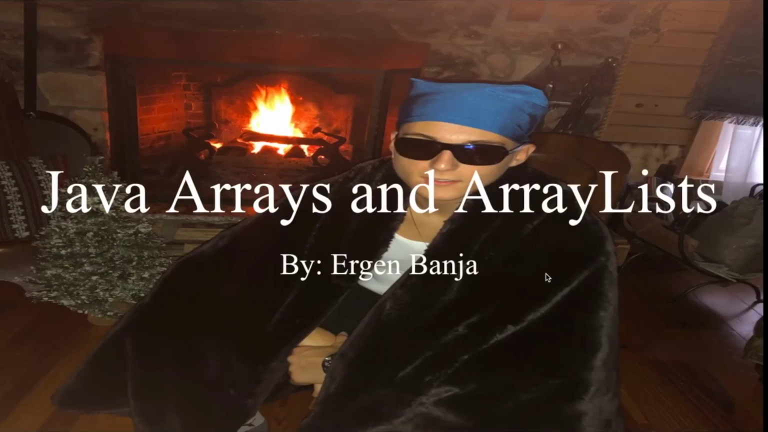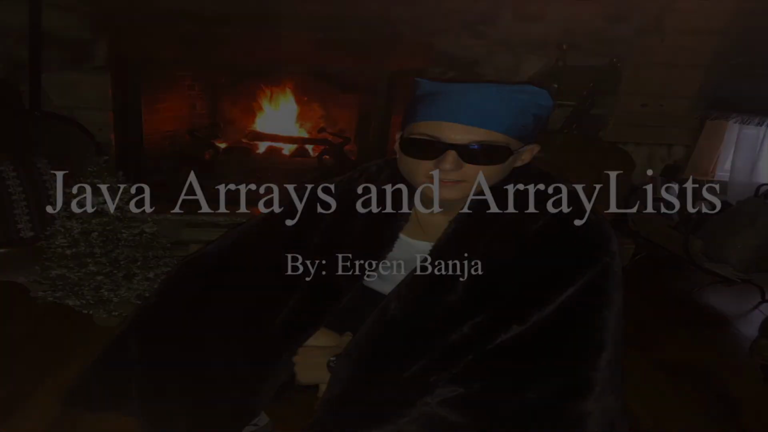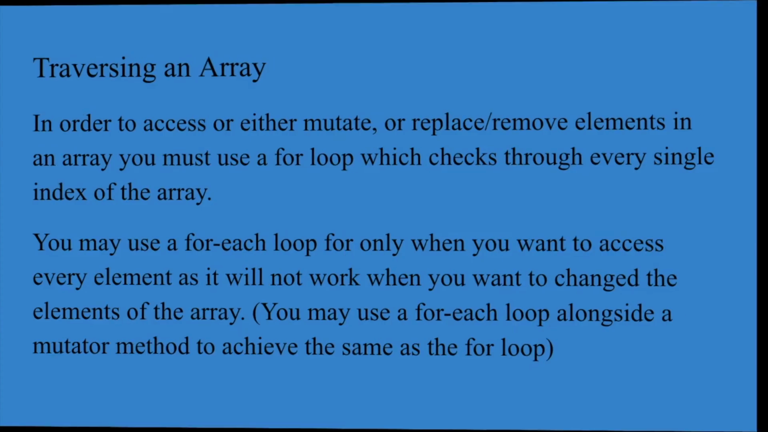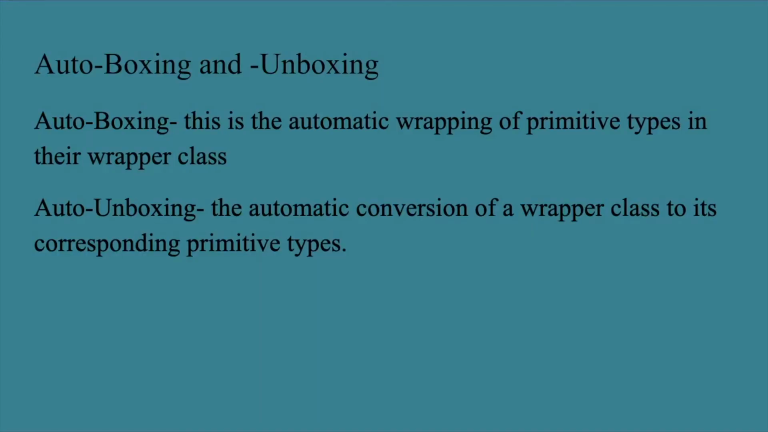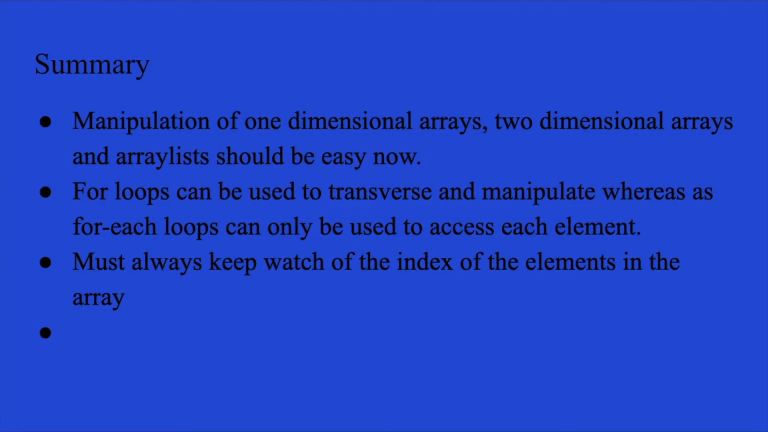Alright guys, thanks for watching, and that's Java's arrays and array lists. I hope you guys understand. If you have any questions, please let me know. I'm going to go back to the summary. So hopefully you guys know how to use these arrays, two-dimensional arrays, and array lists. For loops can be used to traverse and manipulate, as well as index. It's a tedious topic, not too hard to understand.